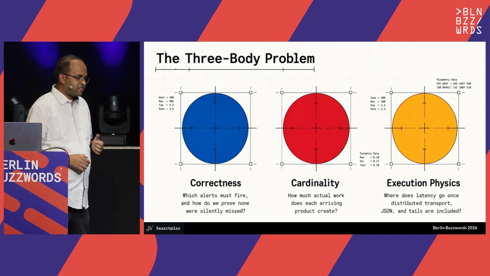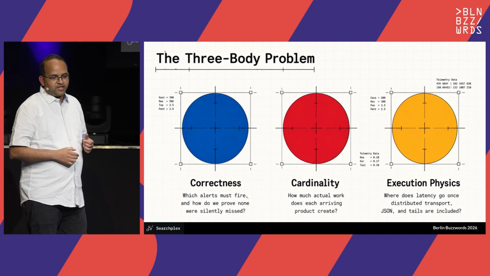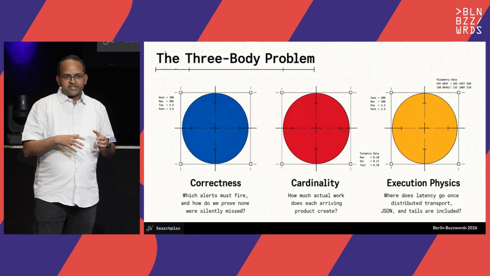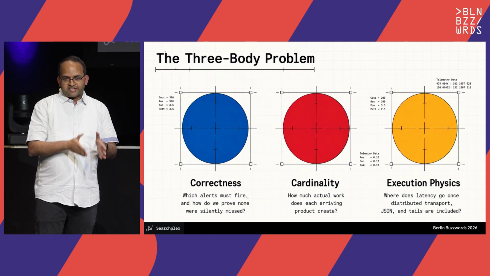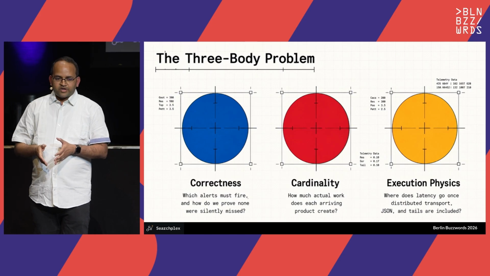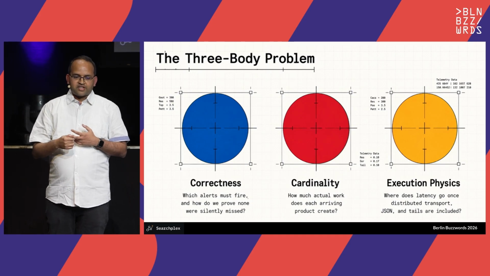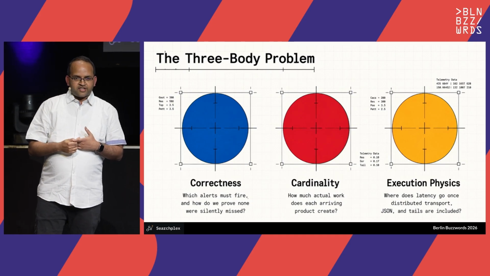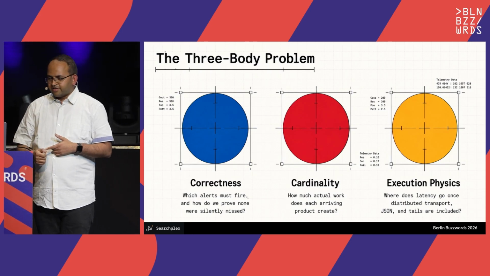So that brings us to the three-body problem. I'll be sharing how this problem can be seen in these three axes. One is the correctness, the second one is cardinality, and the third one is the execution physics of this.